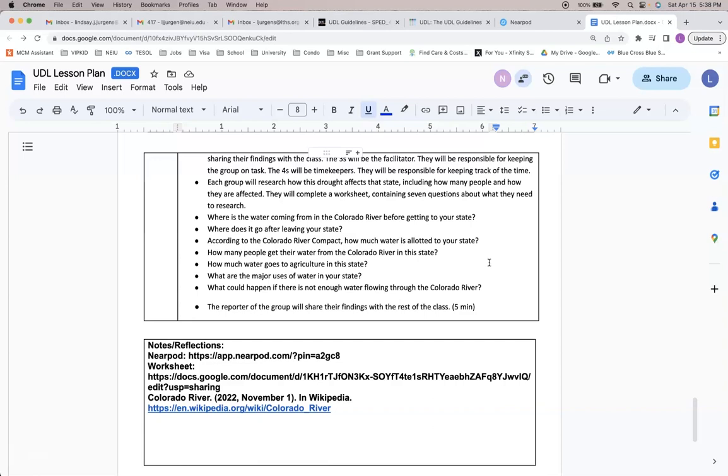After they are done researching and answering all of those, we will go over these as a class so students can learn about each state. It's very interesting how each state differs so greatly. So the reporter, who had the number 2, will share their findings with the rest of the class. And that is our lesson for the Colorado River. Thank you.